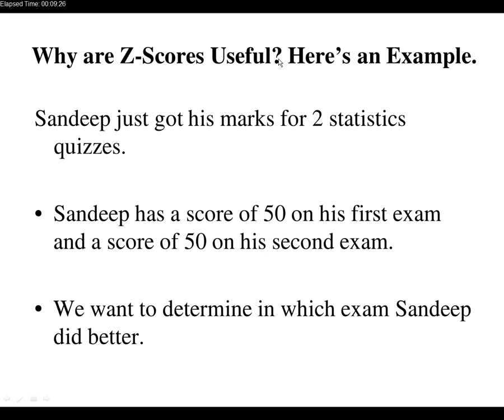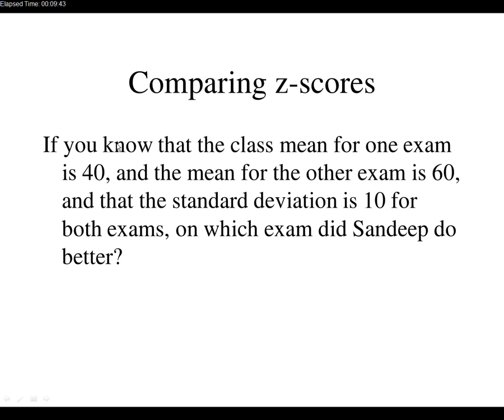Why are z-scores useful? Here's an example. Let's say Sandeep just got his marks for 2 statistics quizzes. Sandeep had a score of 50 on his first exam and a score of 50 on his second exam. We want to determine which exam he did better with. Let's compare them. If you know that the class mean for one exam is 40 and the mean for the other exam is 60, and that the standard deviation is 10 for both exams, which one did Sandeep do better on?